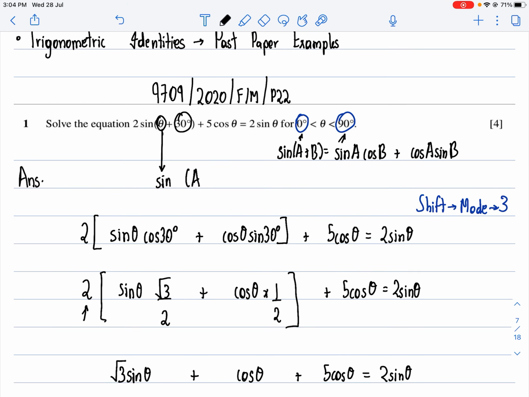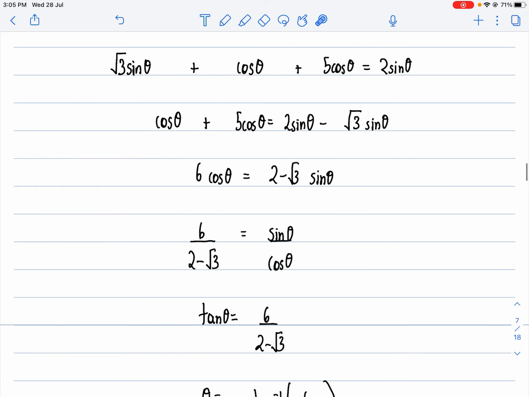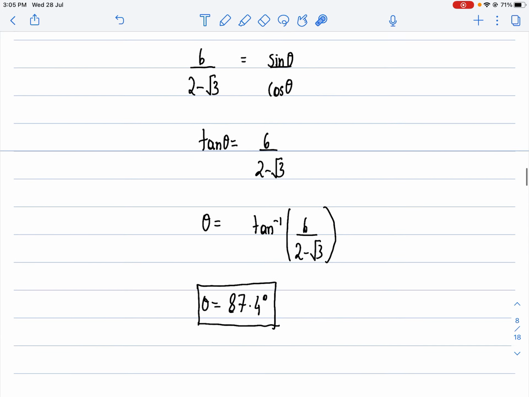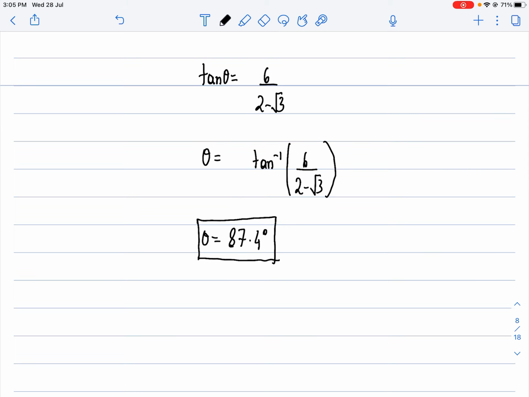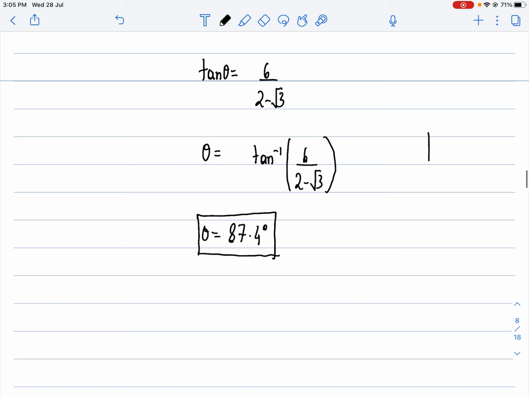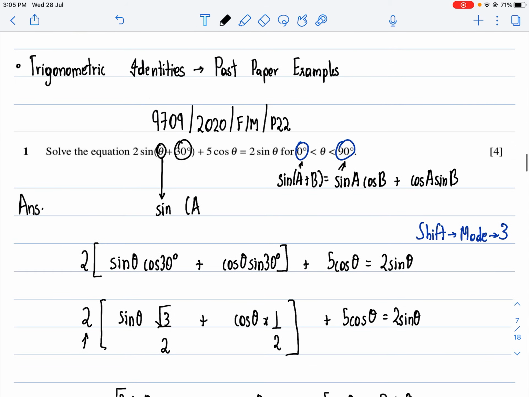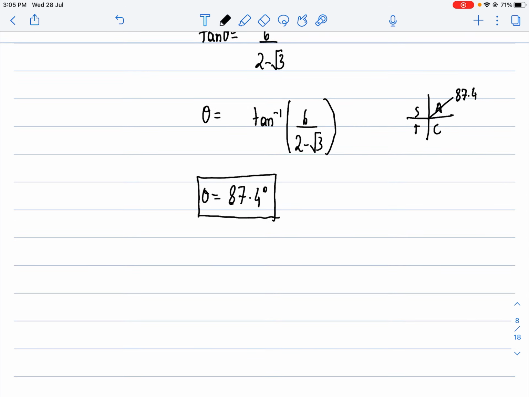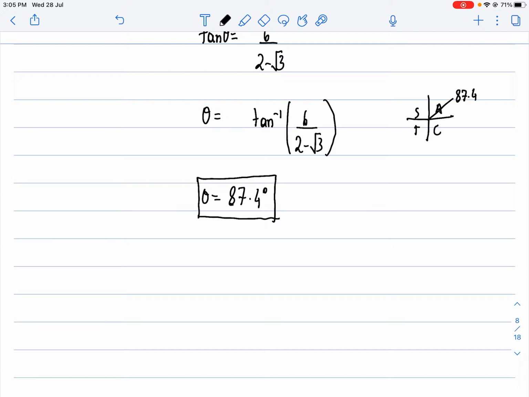So the steps were: first, identify which identity to use. Here this was a sine compound angle formula. Remember the identity, apply the identity, then you will get algebra, and then you just need to solve directly. Another thing, we'll use ASTC. We'll only get one answer here, which is 87.4, because the domain is from 0 degrees to 90 degrees, which is the first quadrant.